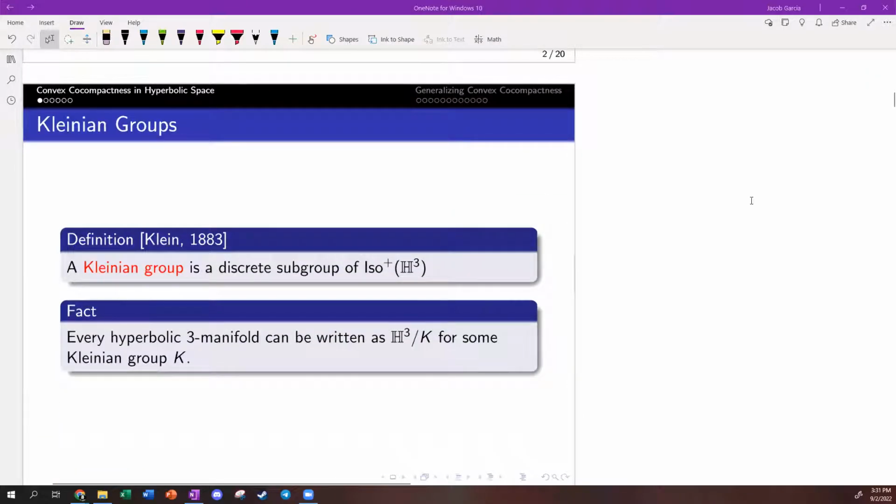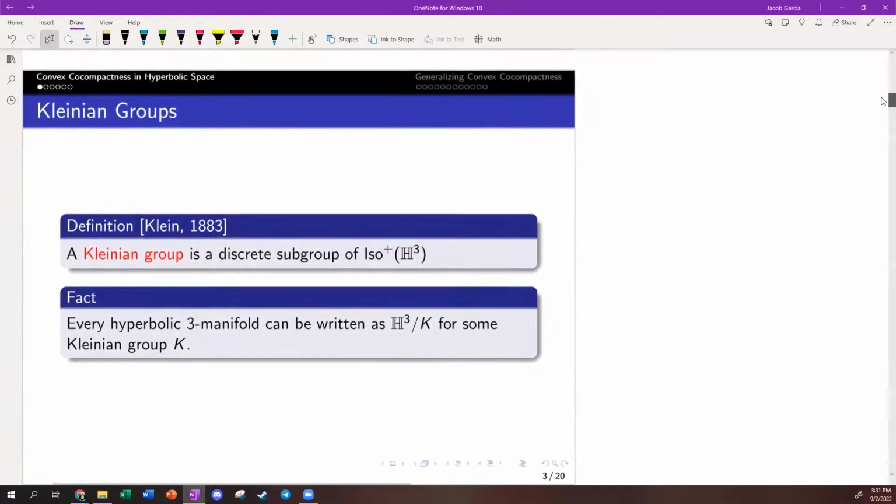Okay, so I want to start off with some history before I get into what I'm going to be talking about. The first bit of history is the concept of a Kleinian group. A Kleinian group is a discrete subgroup of orientation preserving isometries on hyperbolic 3 space. They were first thought about by Felix Klein, because he was interested in studying surface groups and then generalizing these ideas of surface groups to higher manifolds.